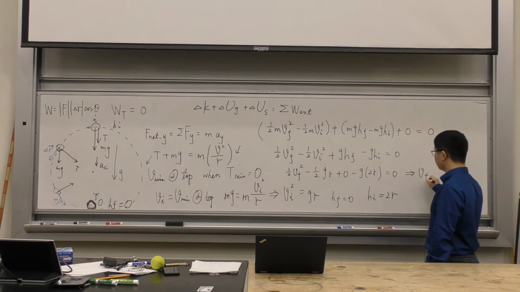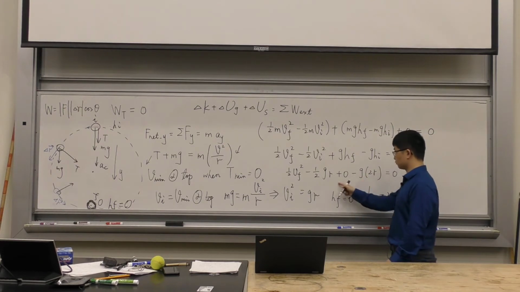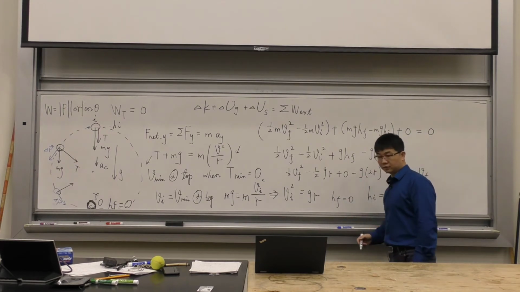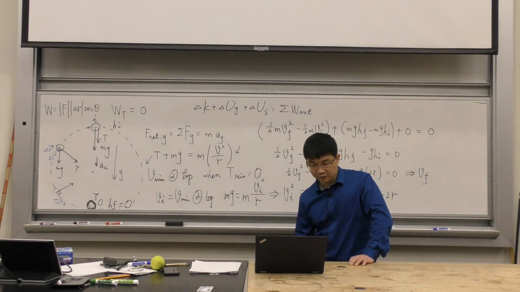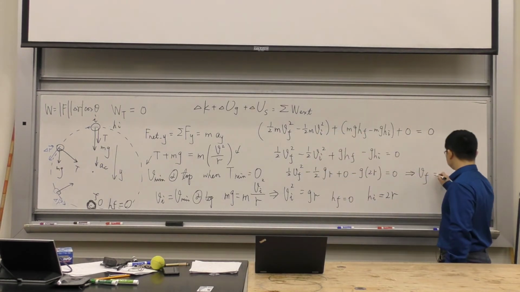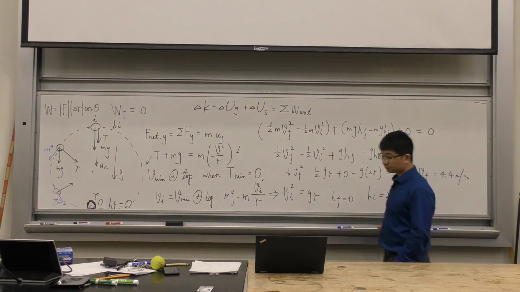So at the end, you only need to plug in g and r. You can even combine these two terms, right? Move them to the right. So the VF, what is the final speed that you got? The final speed I got is 4.4 meters per second.